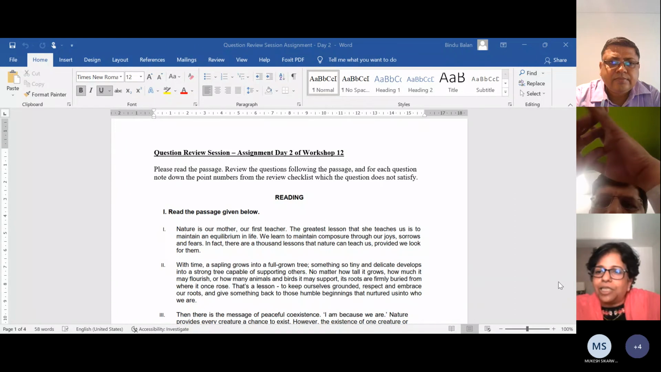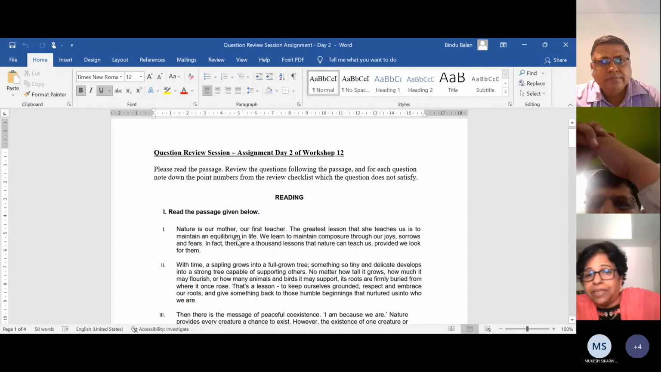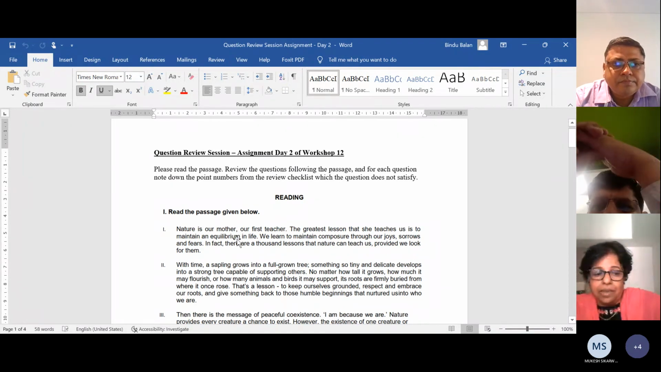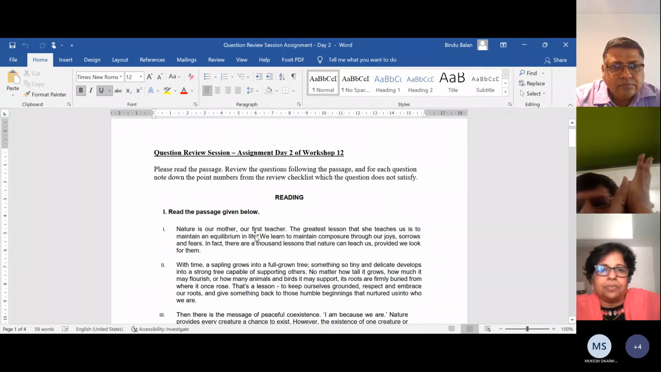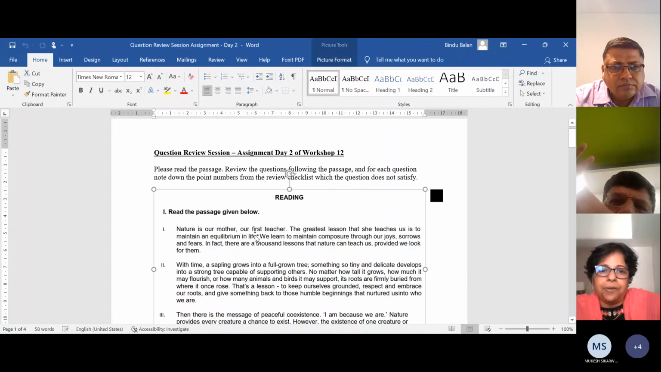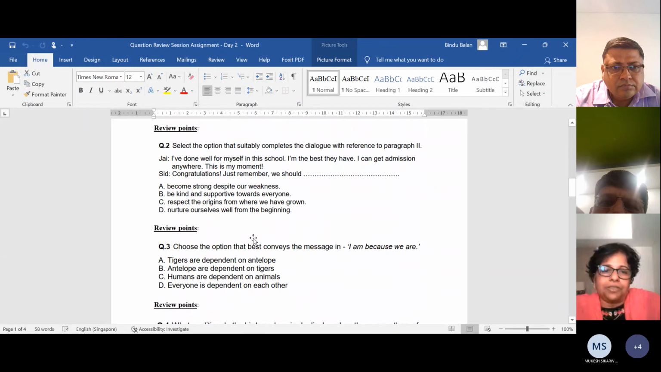So I'm just going to explain the assignment. Please listen carefully. This is a passage I've taken from a CBSE Class 10 sample paper. I think this was a couple of years ago. The passage is here, and then there are 10 questions on the passage.